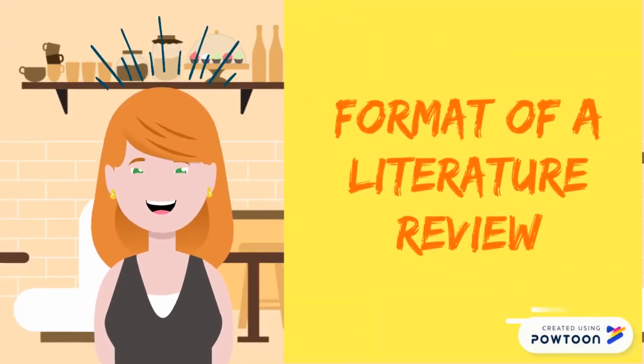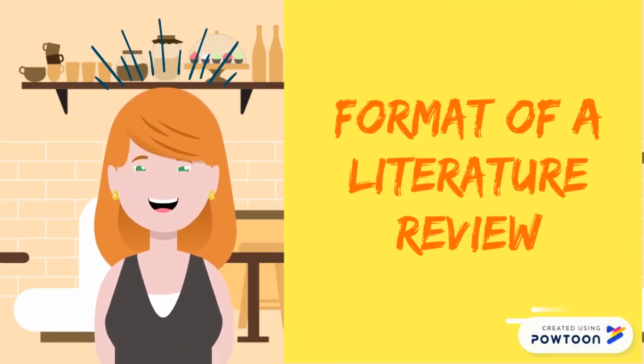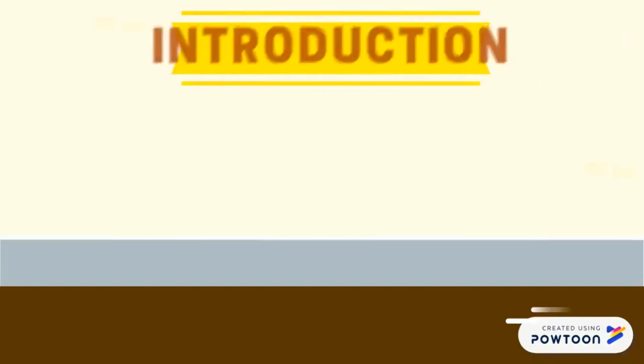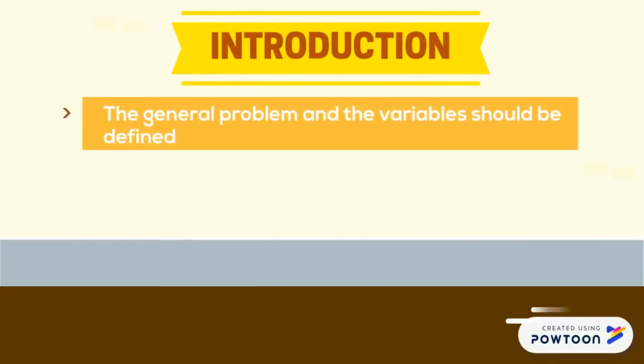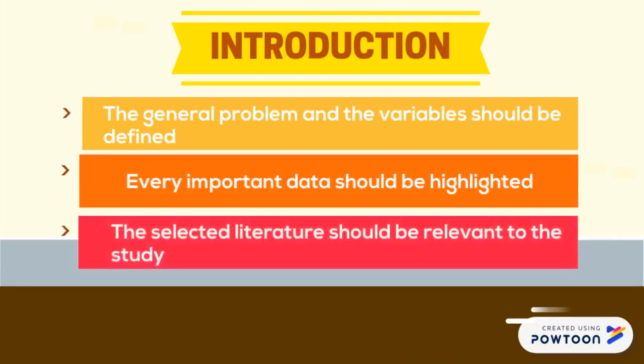Format of a literature review. The general format of a literature review is as follows. First, the introduction. The general problem and the variables should be defined. Every important data should be highlighted. The selected literature should be relevant to the study.